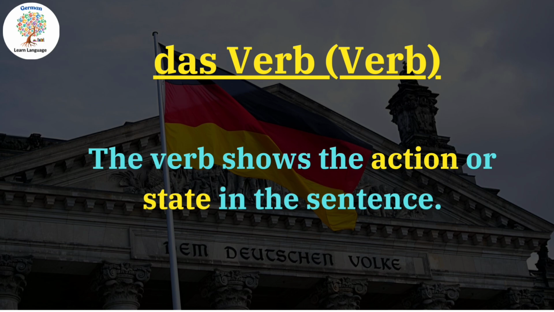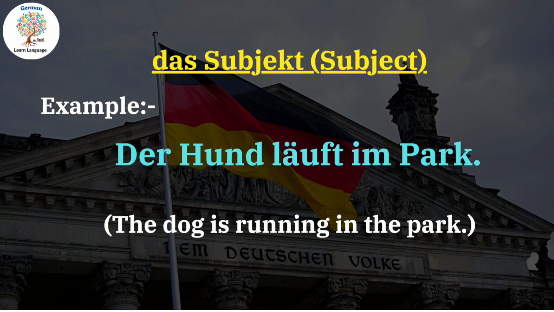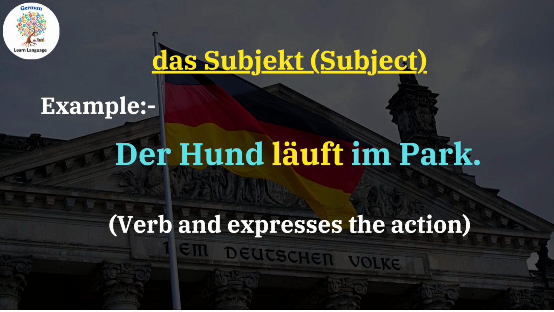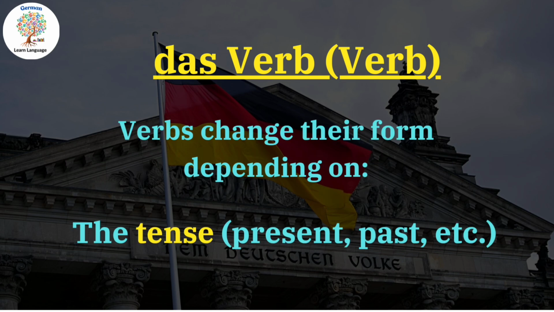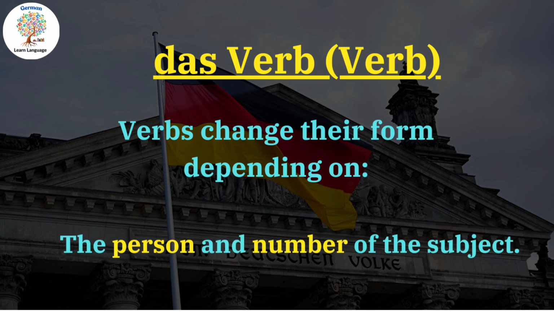Das Verb. The verb shows the action or state in the sentence. Example. Der Hund läuft im Park. Läuft is verb and expresses the action. Verbs are conjugated according to the subject. Verbs change their form depending on the tense and the person and number of the subject.